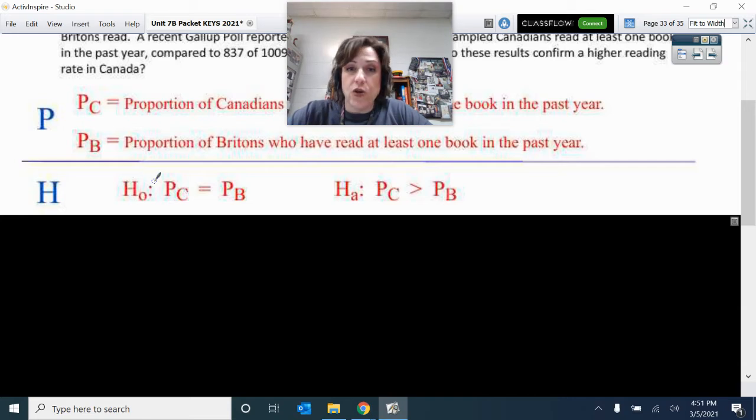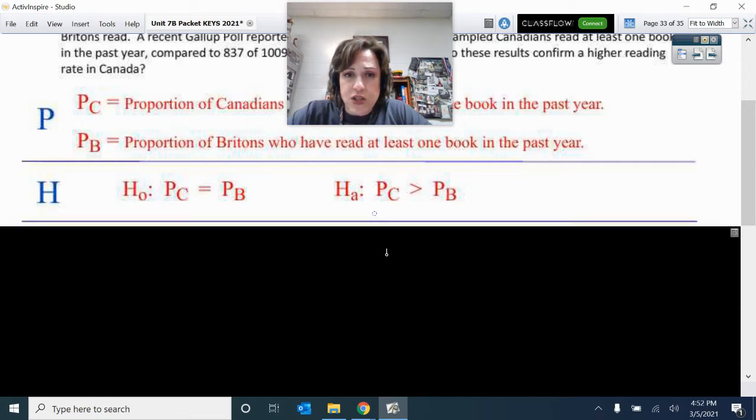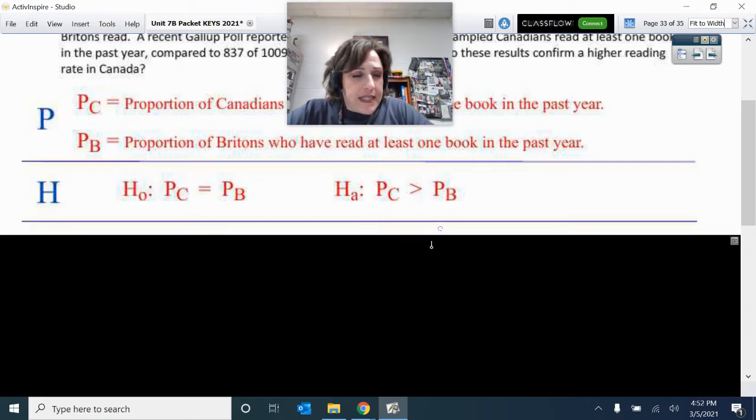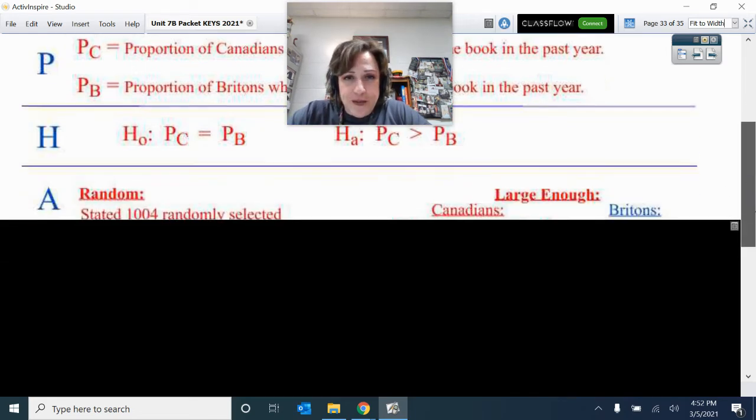Our hypothesis statements, of course, have the null hypothesis with those being equal. And the question wants to know if we have a higher reading rate in Canada. Since it's in terms of Canada, I like to write this first, because when I go to my calculator and have to put the sign in there, I do P1 and then it compares it to P2. So I'm seeing if P1 is greater than P2.